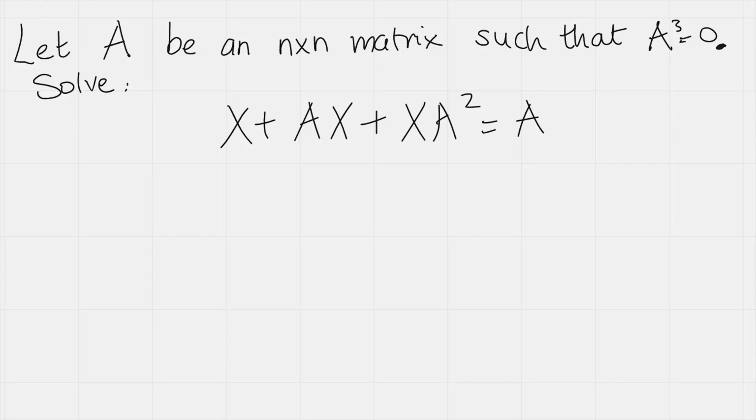Today we've got a very interesting matrix problem. We have a matrix A which is n by n and it has the property that A cubed equals 0. We want to solve, or in other words, find matrices X which satisfy X plus AX plus XA squared equals A. If you want to have a go at this problem, pause the video now and give it a go for yourself, and I'm going to dive straight into a solution.